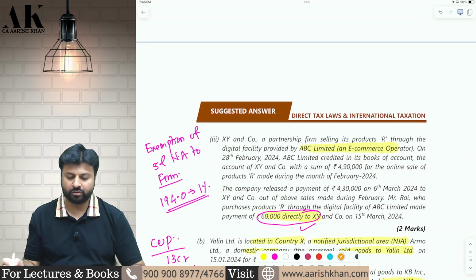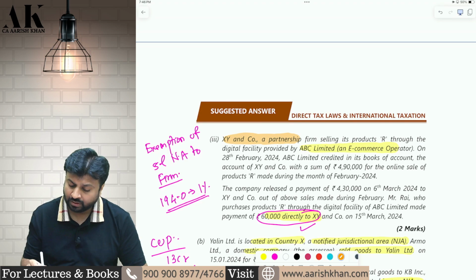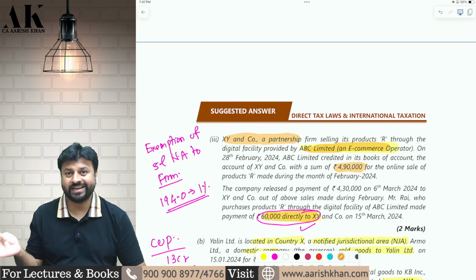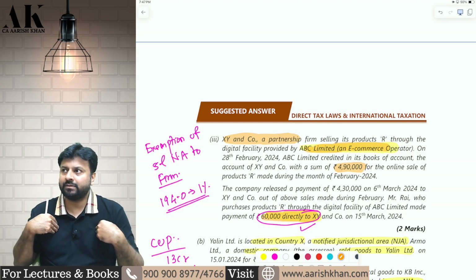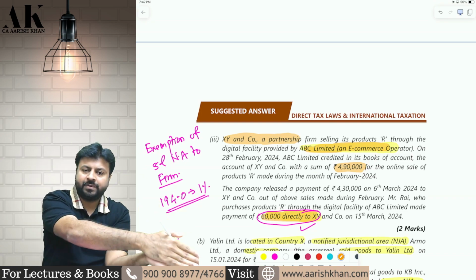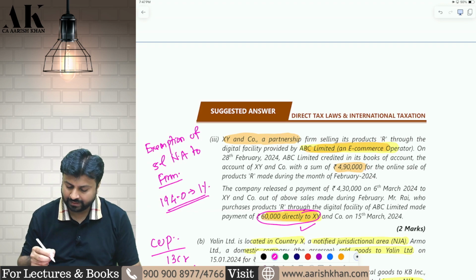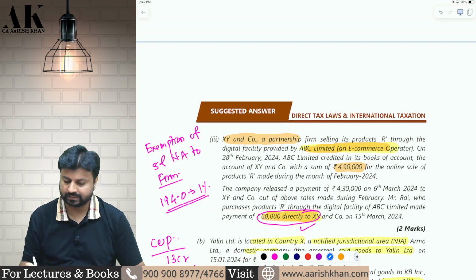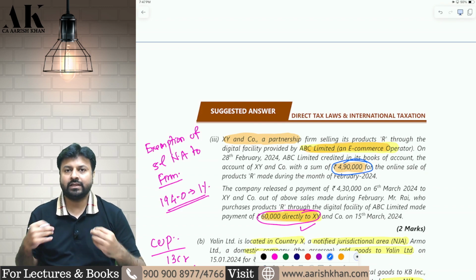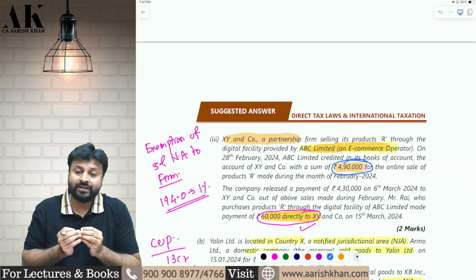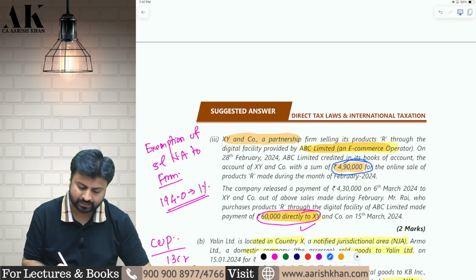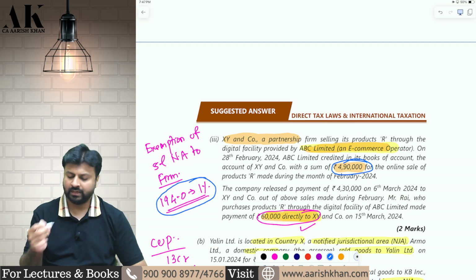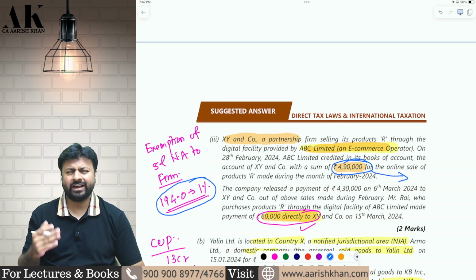Next question is also a very simple question. There is a partnership firm selling some product through an e-commerce operator for 4,90,000 rupees, out of which 60,000 rupees is paid directly by the customer to the seller, and 4,30,000 is paid by the customer to the e-commerce operator, which then pays the seller. So whether TDS is applicable on both of them? The answer is yes. We have already done this kind of question in class: the entire amount will be subject to TDS, whether it is paid directly by the customer to the seller or via the e-commerce operator. Both will be subject to TDS under 194O at the rate of 1%. Now one more doubt will come in your mind: Sir, 4,90,000 is below 5 lakh, na?